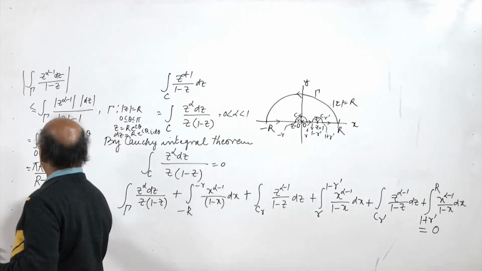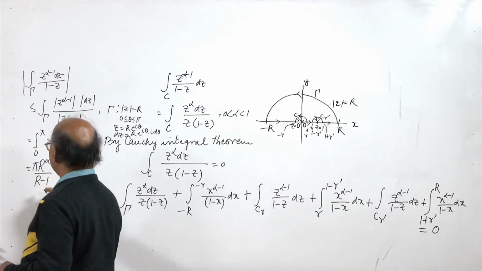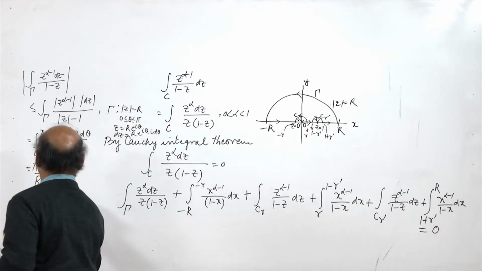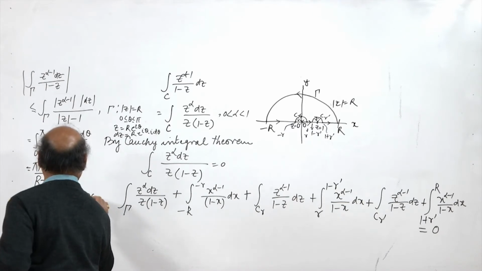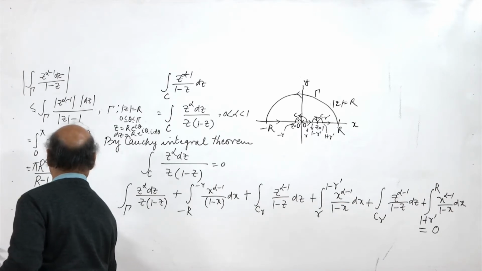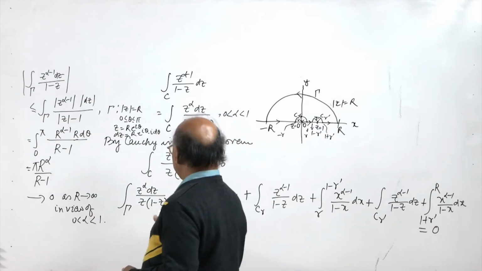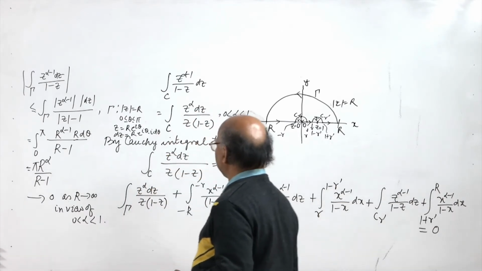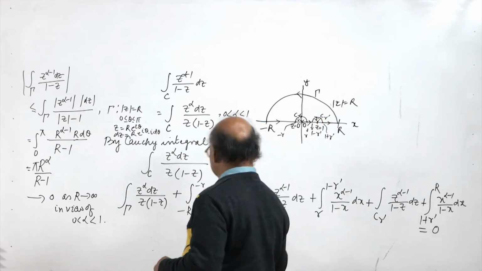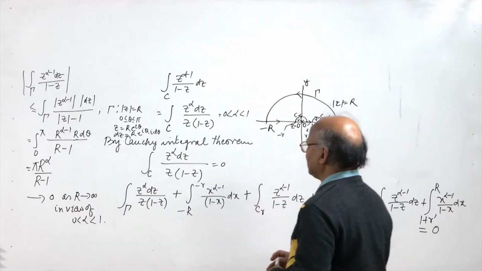Now, when r goes to infinity, since alpha is less than 1, r to the power alpha over r minus 1 will go to 0 as r goes to infinity, in view of 0 less than alpha less than 1. So, when r goes to infinity, integral over gamma z to the power alpha minus 1 over 1 minus z dz goes to 0. Now, let us evaluate the integrals over CR and integrals over CR dash.